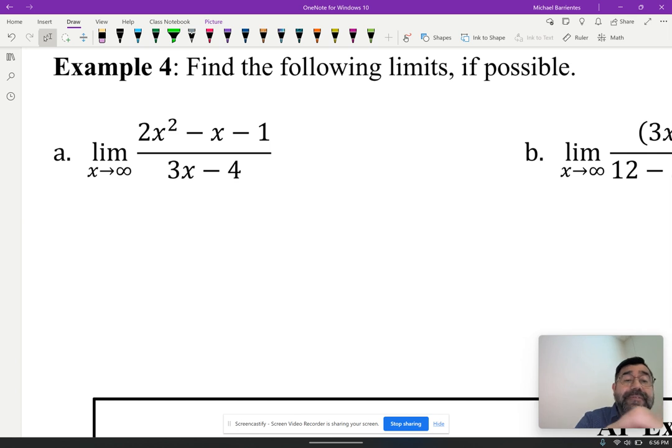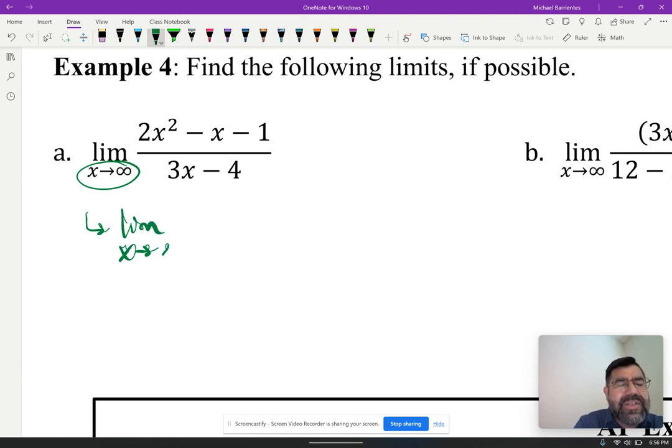So we're taking a limit at infinity. That means we can ignore everything except the largest term in the numerator and the denominator. So in the numerator, that would be this. This is the largest term. Not always the first one, be careful. And then the biggest term in the denominator, that would be this.